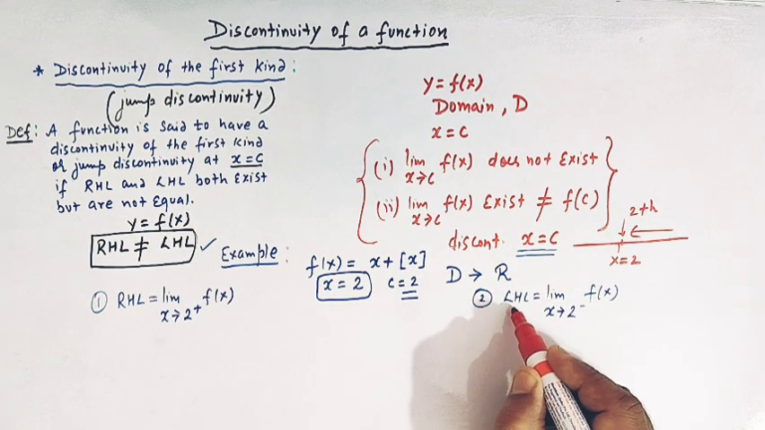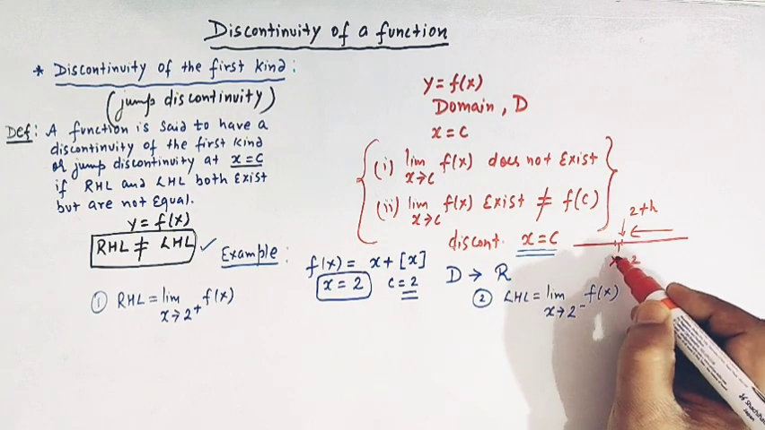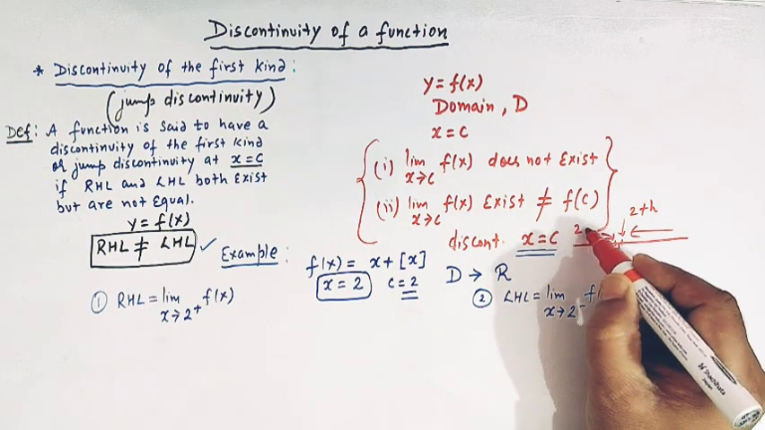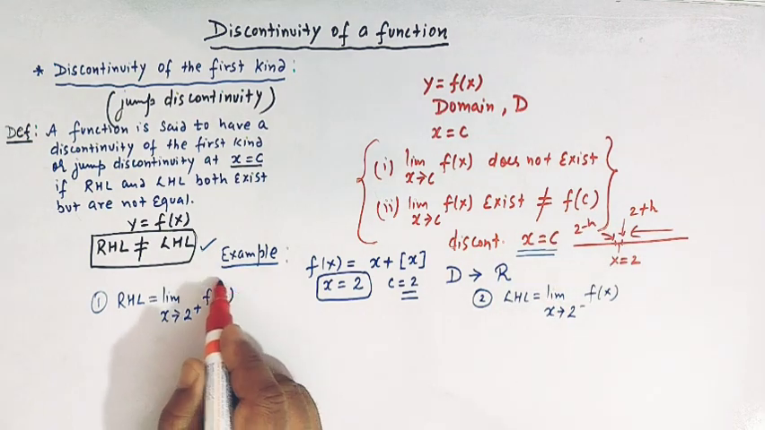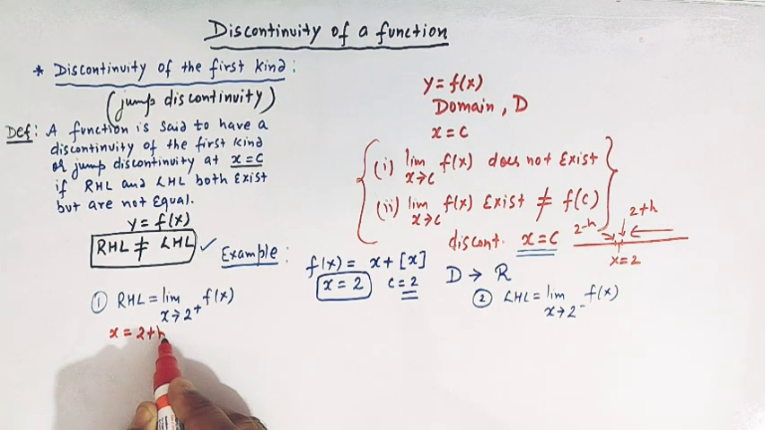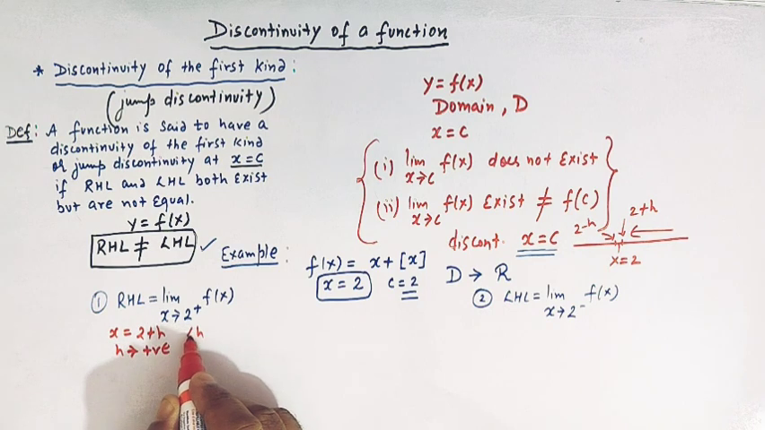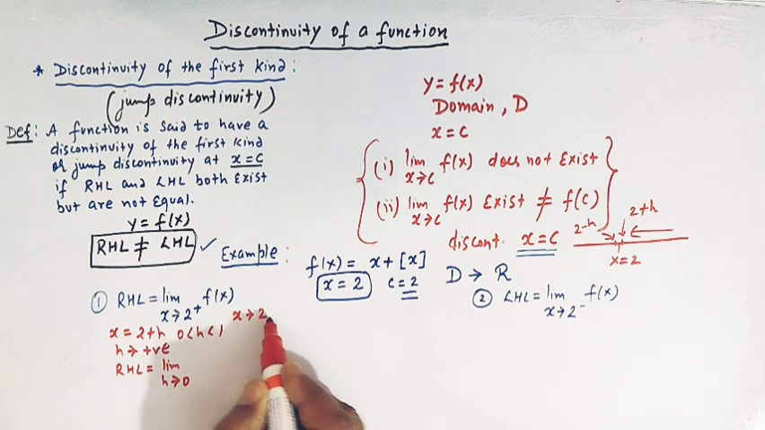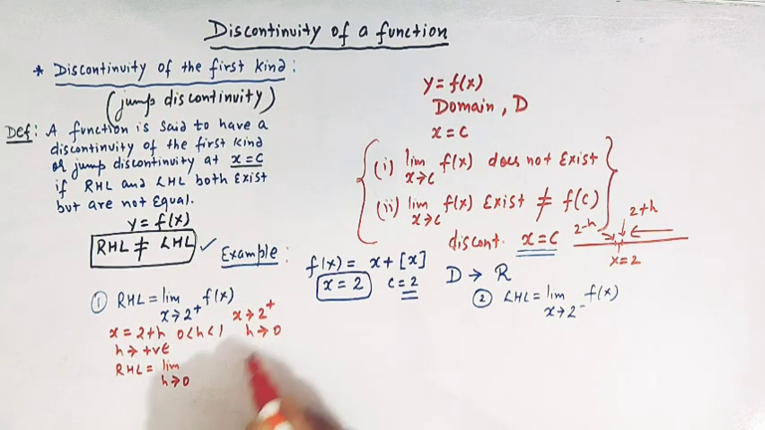And when we find the left hand limit, we'll take a point in the left neighborhood of x equals 2, and this point is 2 minus h. So now we'll take x equals 2 plus h, where h is a positive quantity and h lies between 0 and 1. So the right hand limit is the limit h tends to 0, because when x tends to 2, obviously h tends to 0.